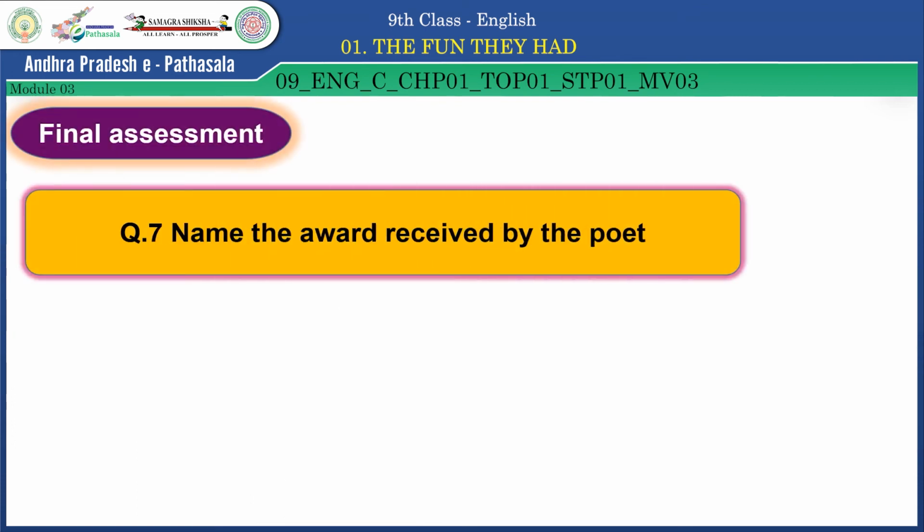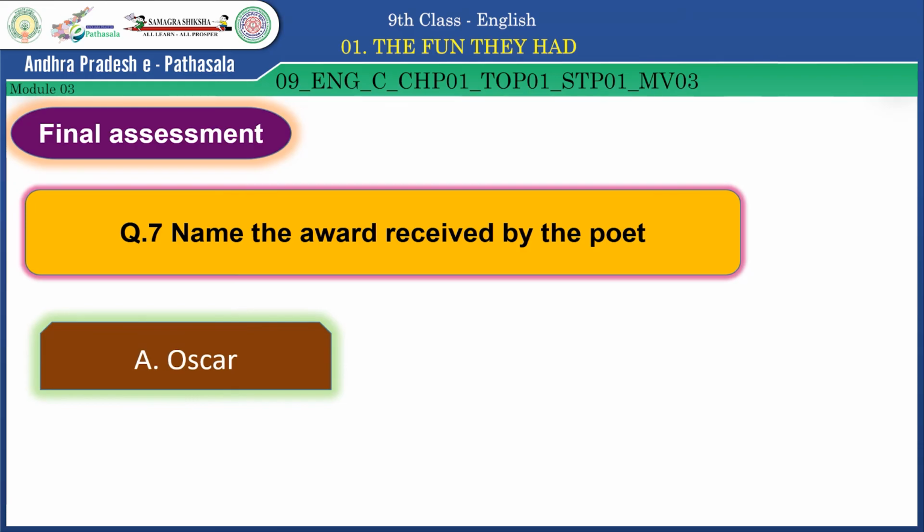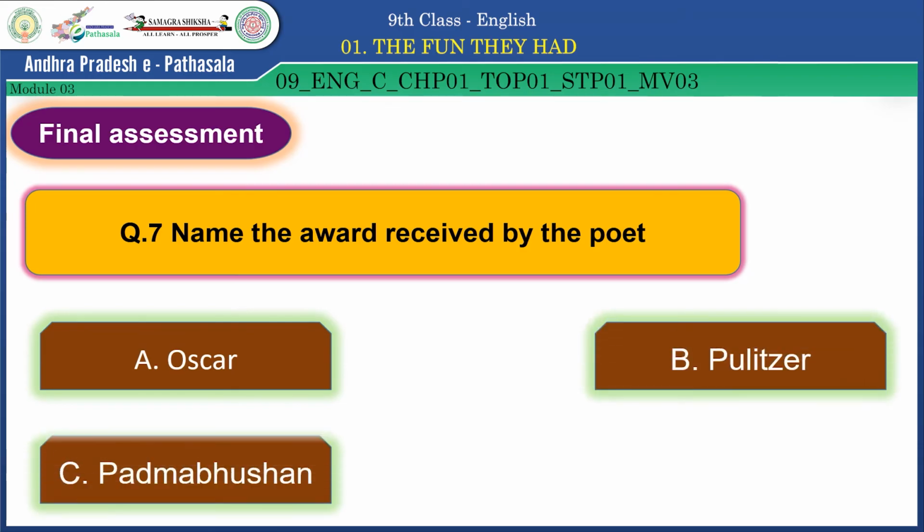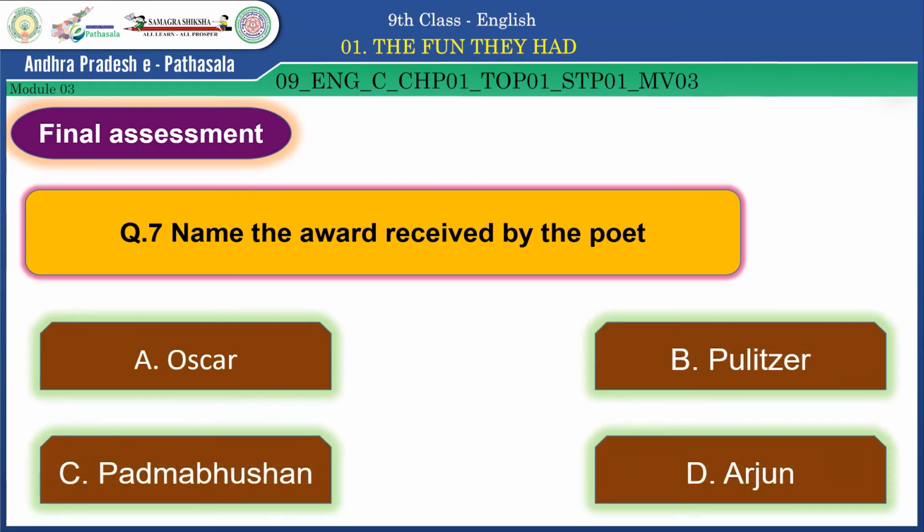Do you remember the award received by the poet? Name it. Is it the Oscar, or Pulitzer, or a Padma Bhushan, or an Arjuna Award? Yes, he received 4 Pulitzer prizes. So the answer is B. Hooray!